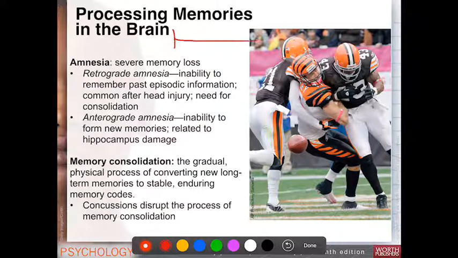And so I'm going to draw a timeline here. This would be the point of injury. So this would be injury. And then this would be everything before the injury, and this would be everything after.